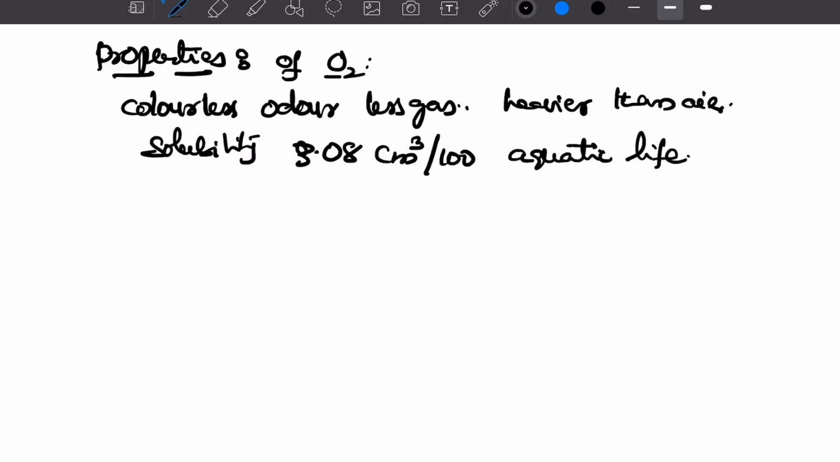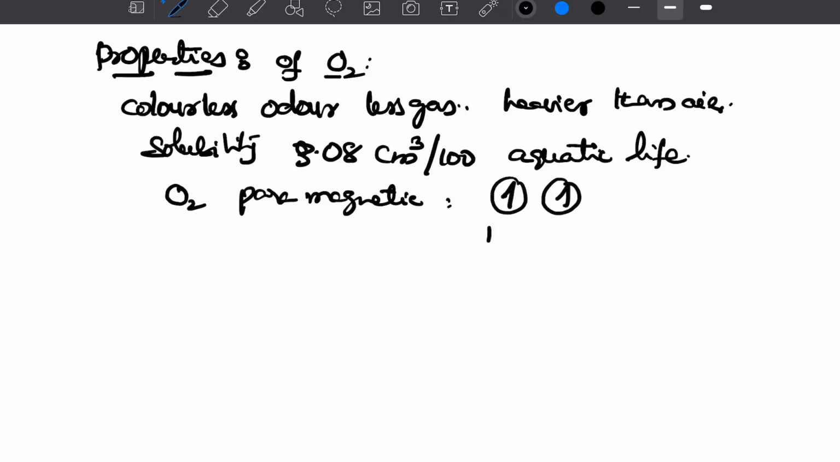And the next one is that oxygen is paramagnetic in nature. Why is it paramagnetic? Because it contains two unpaired electrons in the pi star py and pi star pz orbitals. So it is paramagnetic in nature. That is the main important feature of oxygen.